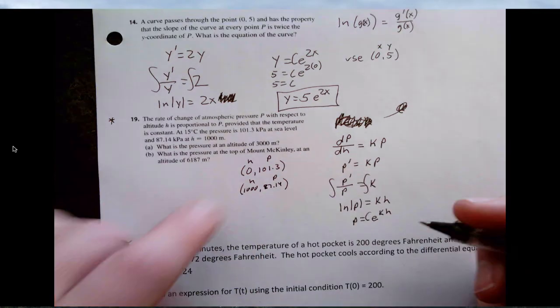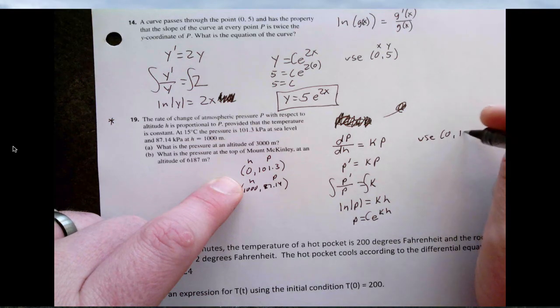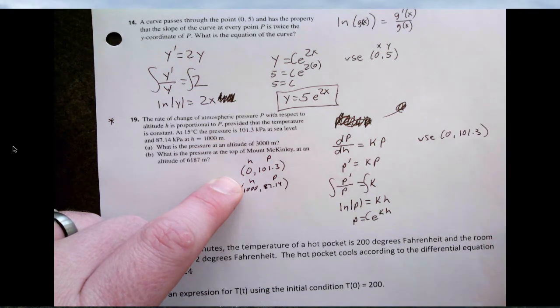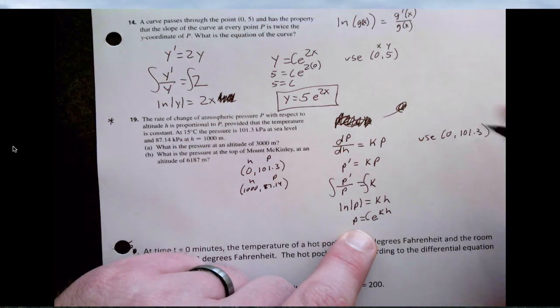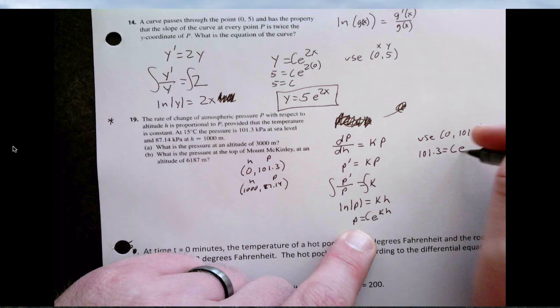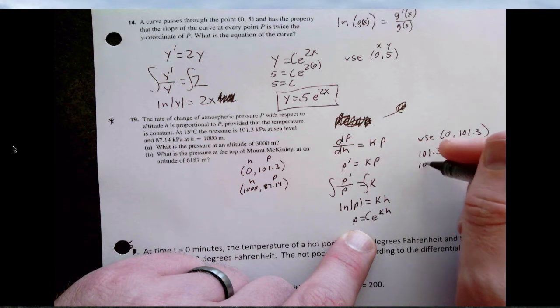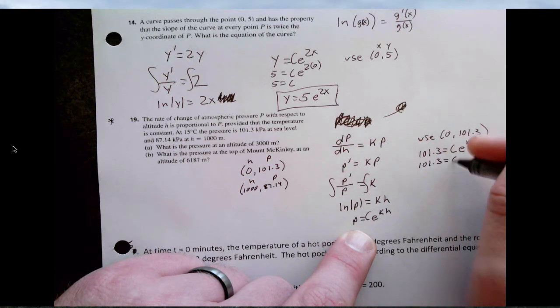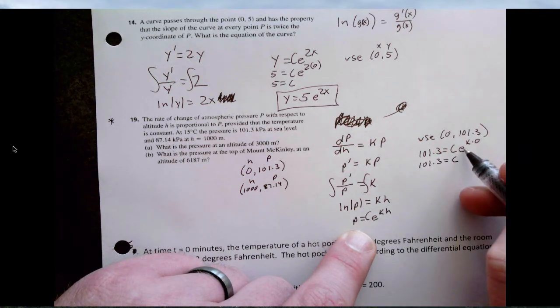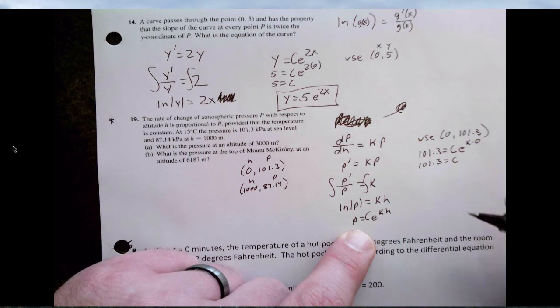Okay, so I'm going to use the first one, 0, 101.3. When I do that in this equation, I'm going to have 101.3 equals C e to the k times 0. So all of this goes away, and now I know that 101.3 equals C, because it's 0 power of e, that creates a 1 in this location. So I just have 1 times C equals this. So there, we found part of our answer.